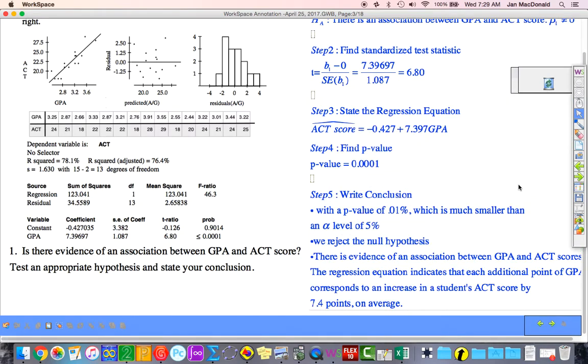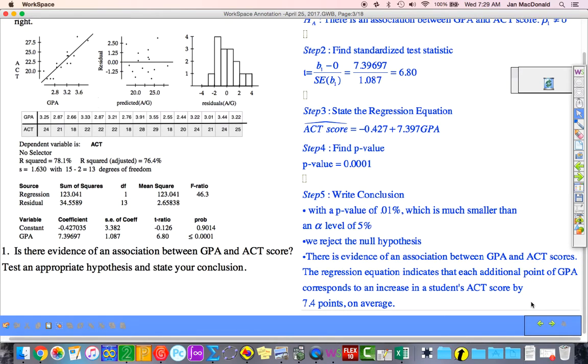And here's what our conclusion should say. There is evidence of an association between GPA and ACT scores. The regression equation indicates that each additional point of GPA corresponds to an increase in a student's ACT score by about 7.4 points on average. And that concludes our hypothesis test for inference of linear regression.